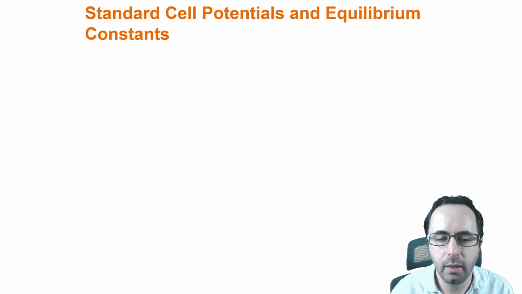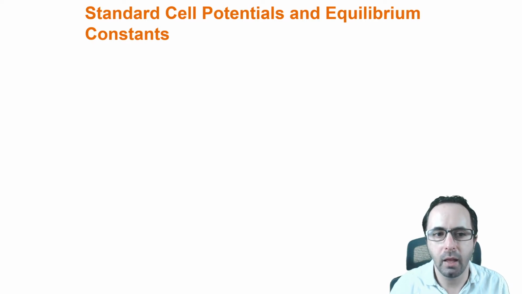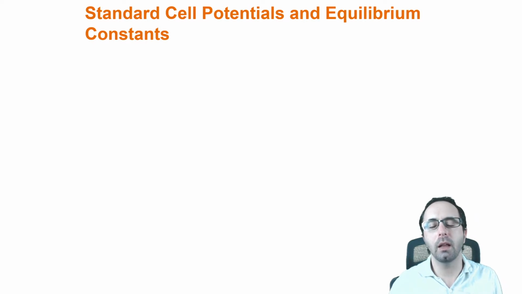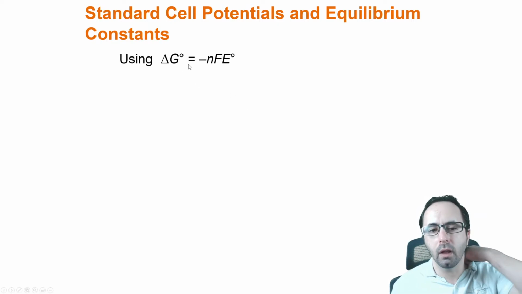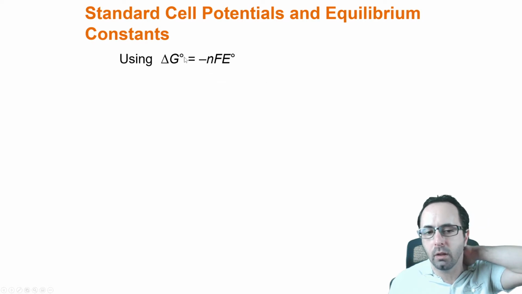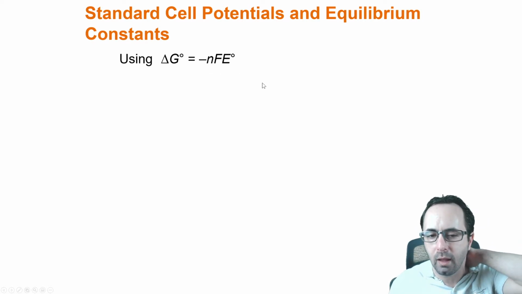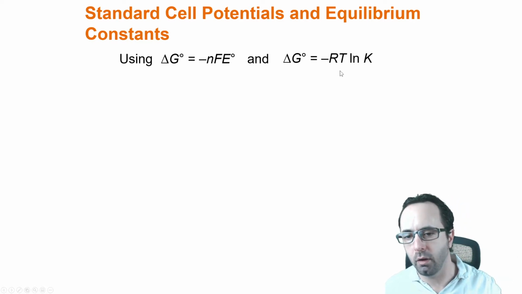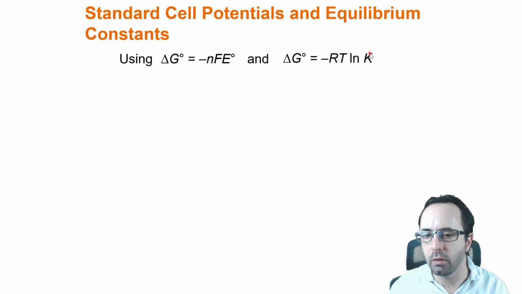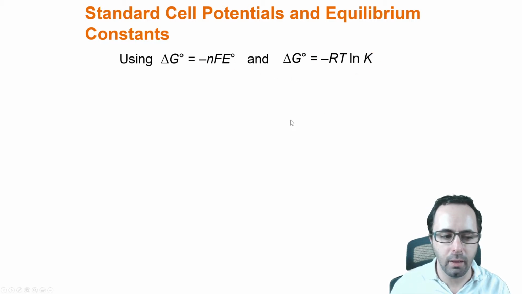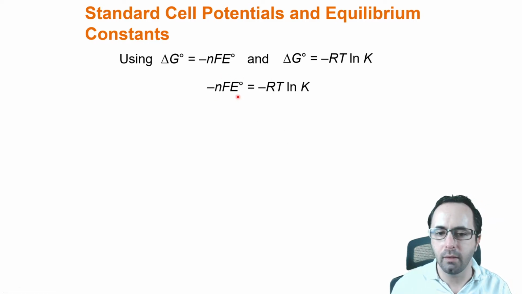Finally here, standard cell potentials and equilibrium constants. So just like we could relate delta G's to delta G standard to equilibrium constant, we can relate E standard to the equilibrium constant. So delta G standard equals minus NFE standard. It also equals minus RT ln K. So what we can do is we can put minus NFE standard equivalent to minus RT ln K. And so we have minus NFE standard equals minus RT ln K.